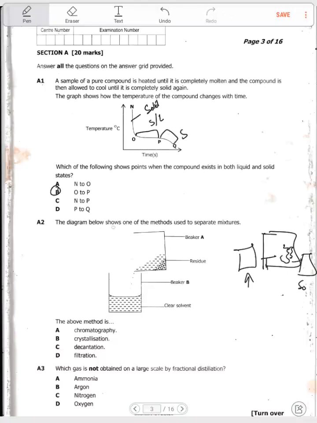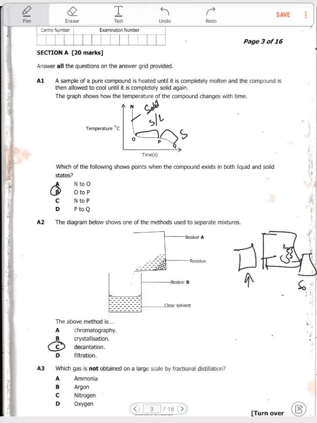The diagram shows one of the methods used to separate mixtures. The above method is decantation and not filtration. I know you wanted to put filtration, but there is no filter funnel here for it to be called filtration. Just decantation.